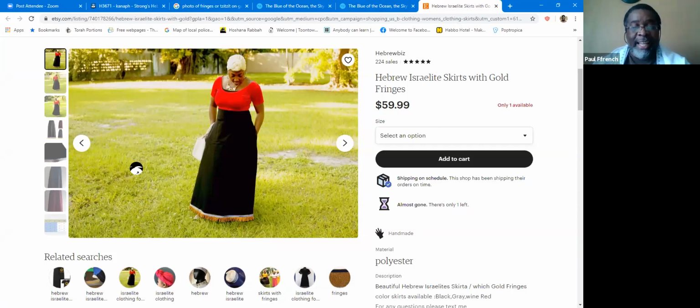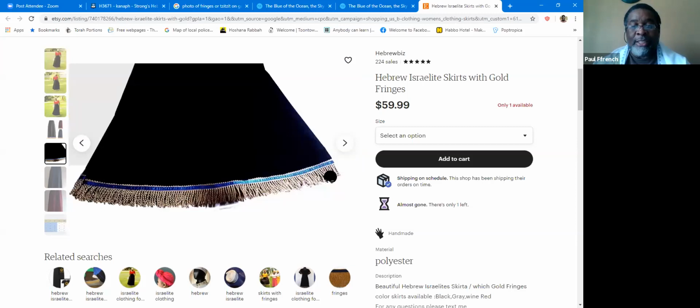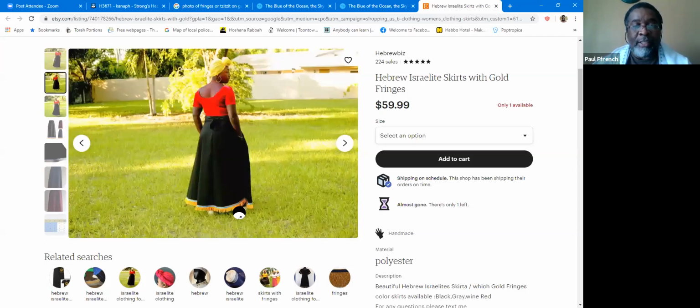All right, so here we see a lady wearing a skirt. Let me bring it up bigger. You see, she has fringes on the borders of the skirt and she has a blue thread around it. Different style. There she's again, fringes and the blue. And there are men who wear that too, in some circles. Let me see if I can find one.